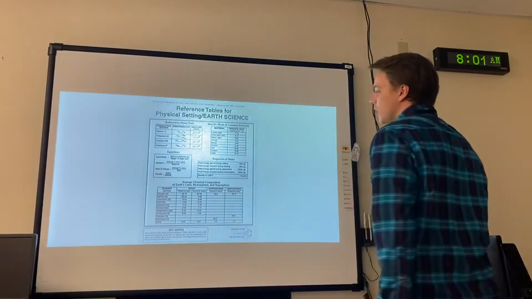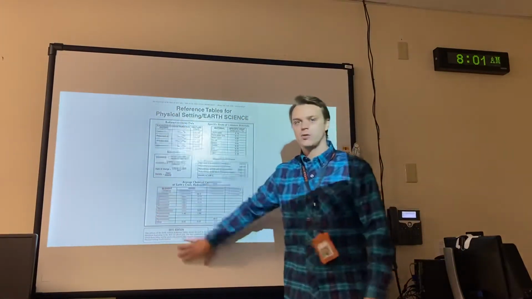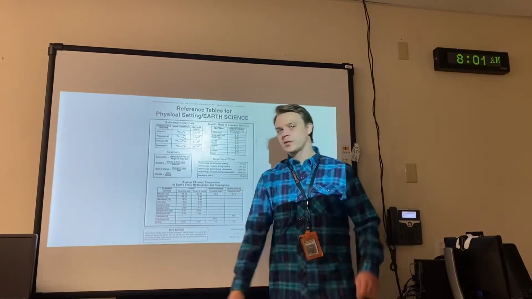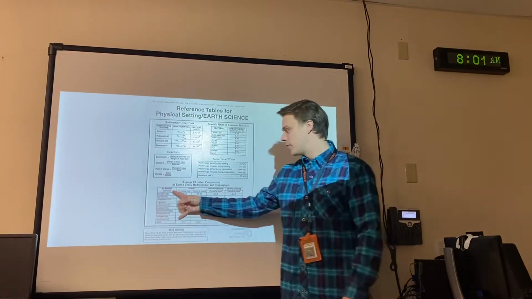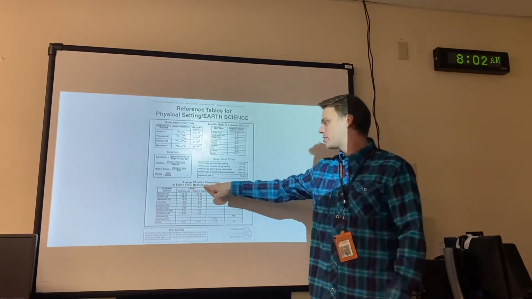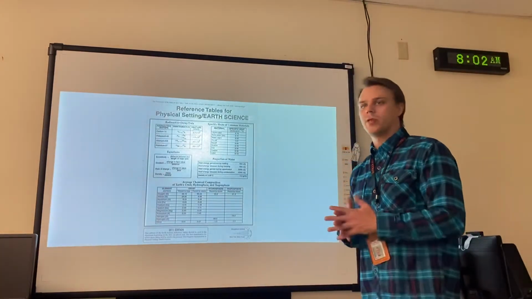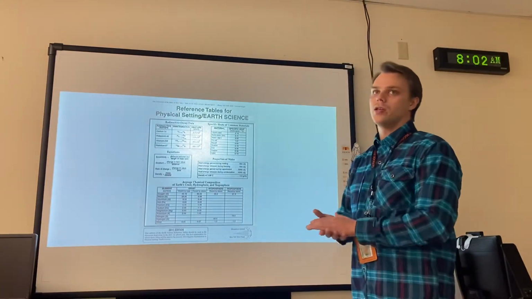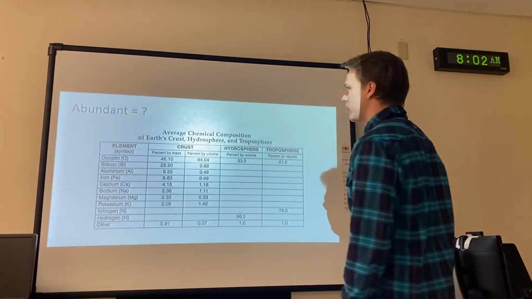All right, so now let's get into a little more earth science-based stuff. This is the reference table, page 1, and we're going to be focusing on 2 pages of the reference table for this activity. We're going to be focusing on this, which is the average chemical composition of Earth's crust, hydrosphere, and troposphere, and then we're going to look at an atmosphere map, which is really going to be called the temperature zones. All right, so let's break this down.